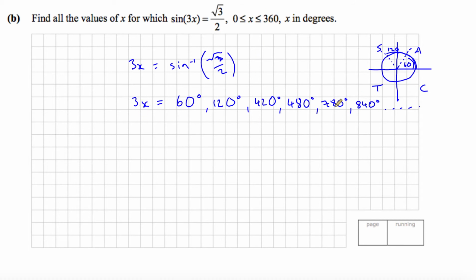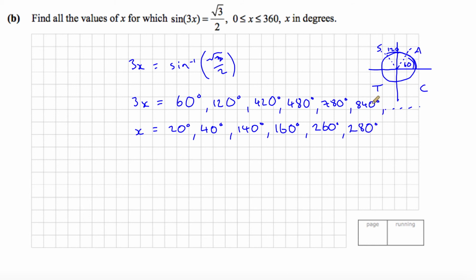If these are the values of the angle 3x, well x will be a third of each of these. So I'm going to divide everything here by 3. So x will be 60 divided by 3 is 20 degrees. 120 divided by 3 is 40 degrees. 420 divided by 3 is 140 degrees. Now we're only going to go as far as 360 or just below. 480 divided by 3 is 160 degrees. 780 divided by 3 is 260 degrees. 840 divided by 3 is 280 degrees.